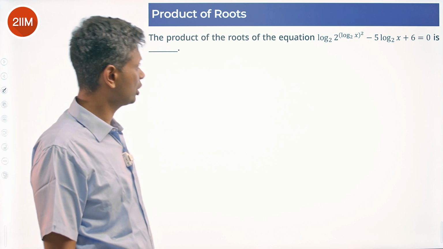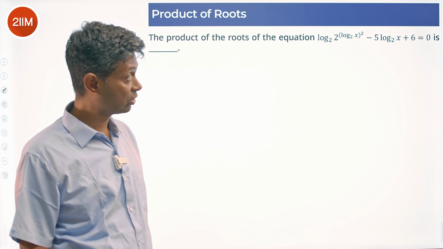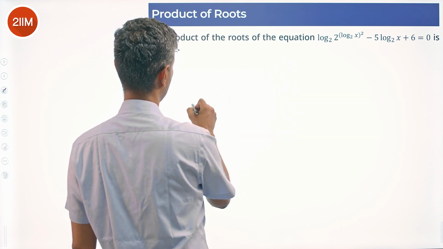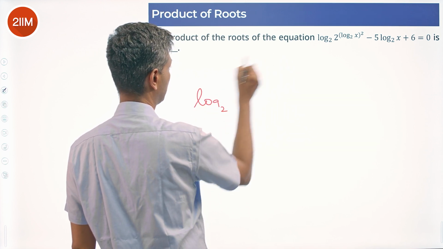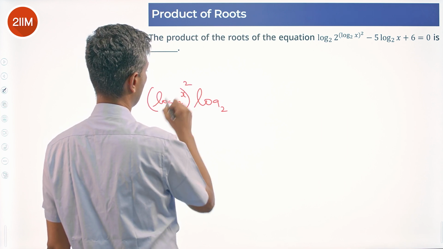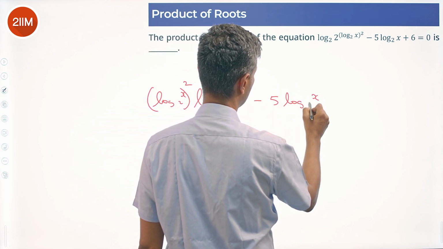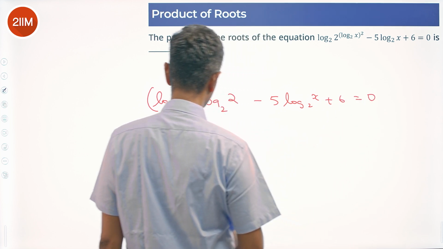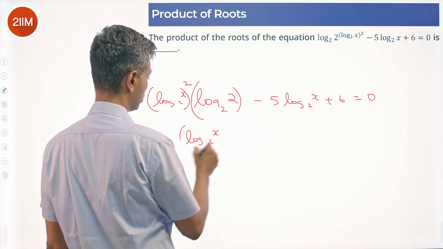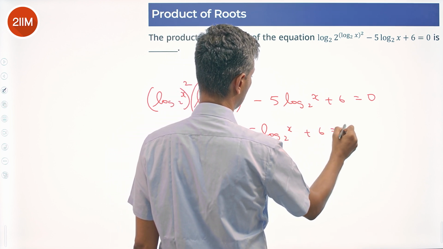The product of the roots of the equation log to the base 2, 2 log x to the base 2, the whole square minus 5 log x to the base 2 plus 6 equal to 0 is. Simplify this, log to the base 2 of 2 power that, I can say it is log x to the base 2 whole square minus log 2 to the base 2 minus 5 log x to the base 2 plus 6 equal to 0. Log 2 to the base 2 is 1. So this is nothing but log x to the base 2 whole square minus 5 log x to the base 2 plus 6 equal to 0.